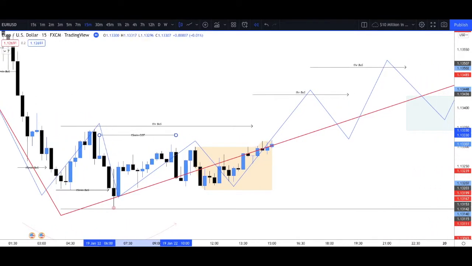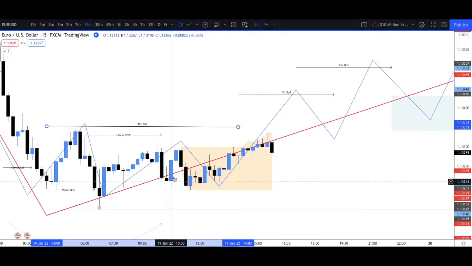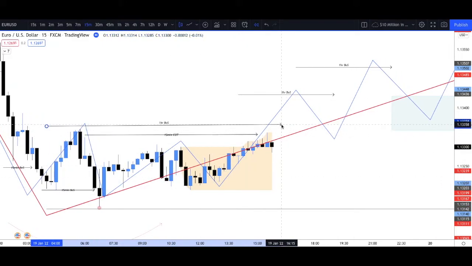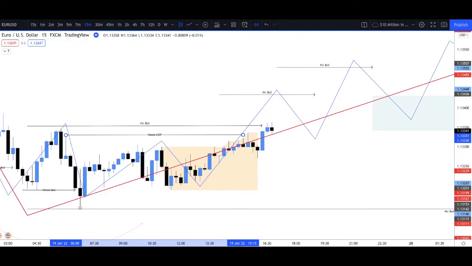Just going sideways, we're building liquidity. It looks like we're about to pop up, okay? All right, so look at this. We've broken a 15. Looks like we're about to break the 1 hour boss as well, which would be a 1 hour change of trend, I'm guessing. And we will pop up, okay?